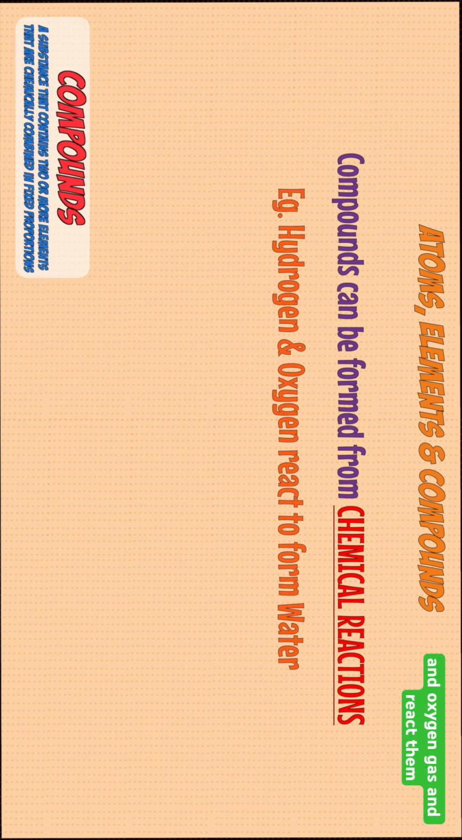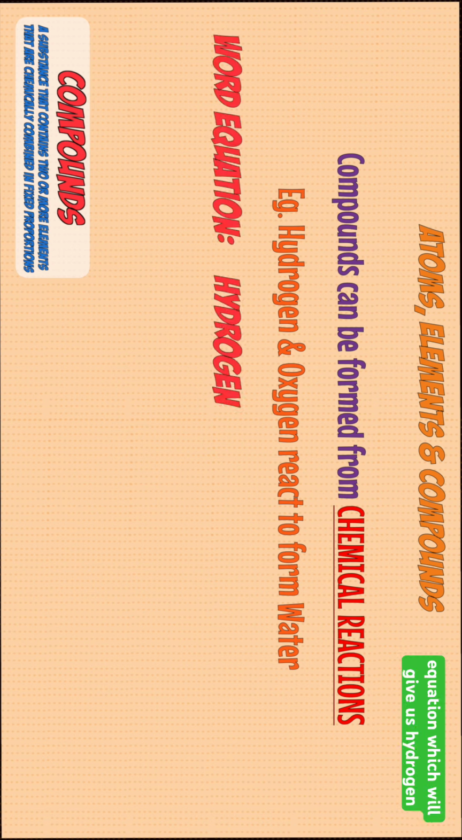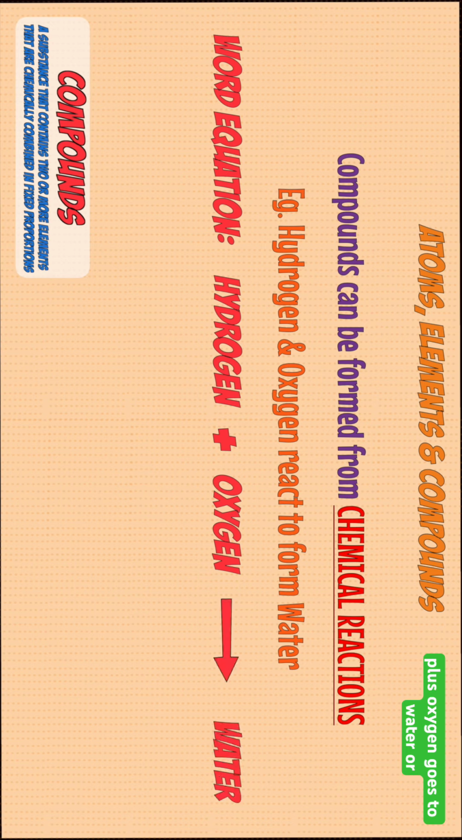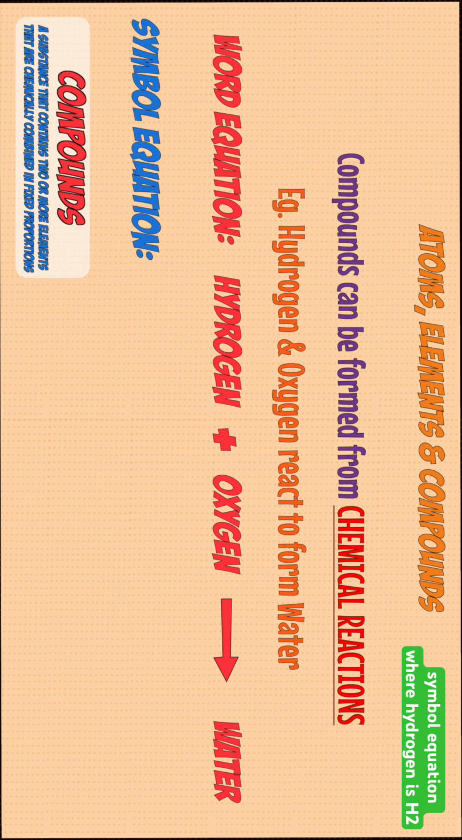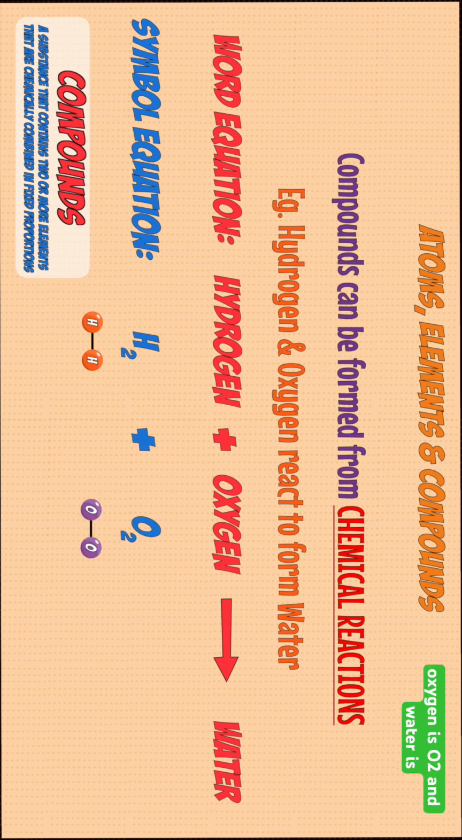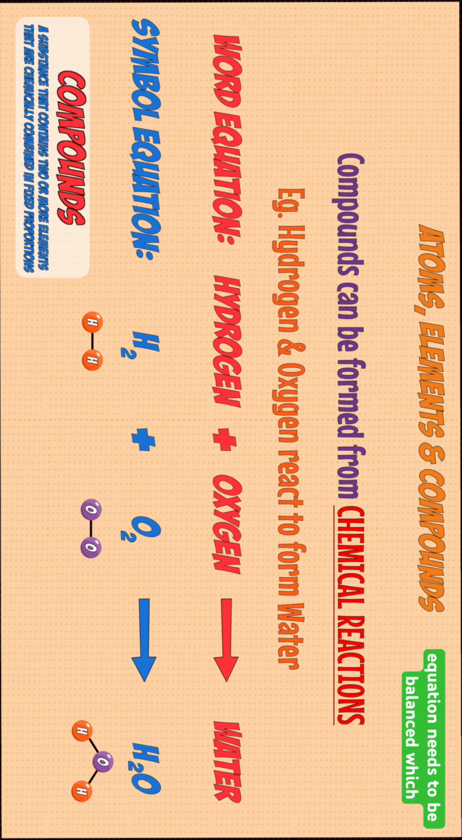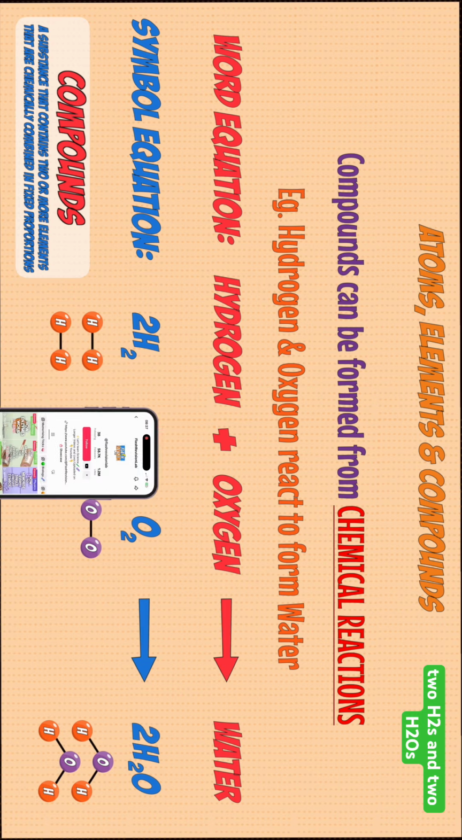Now, compounds can be formed from elements during chemical reactions. So if you were to get hydrogen and oxygen gas and react them, you can form water. We can represent the reaction using a word equation, which will give us hydrogen plus oxygen goes to water. Or you can rewrite this as a symbol equation, where hydrogen is H2, oxygen is O2, and water is H2O. In a symbol equation, the equation needs to be balanced, which we'll go through in another video, but by doing that, you get 2 H2s and 2 H2Os.